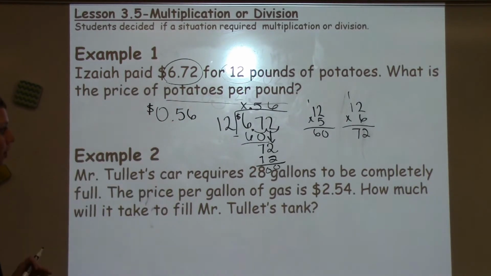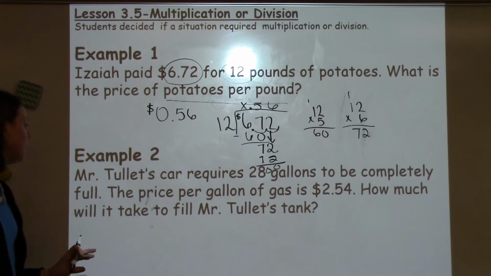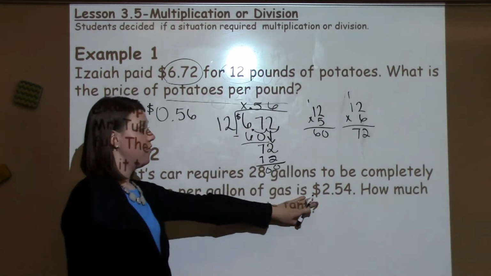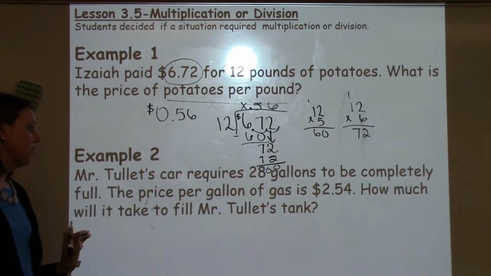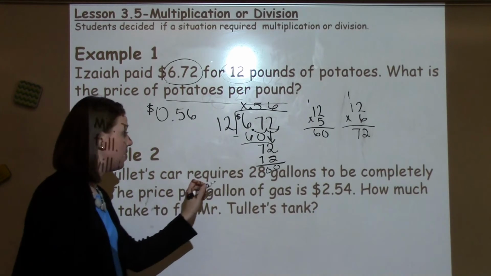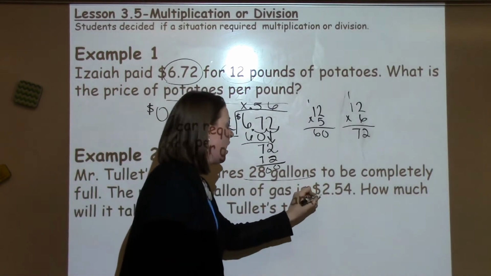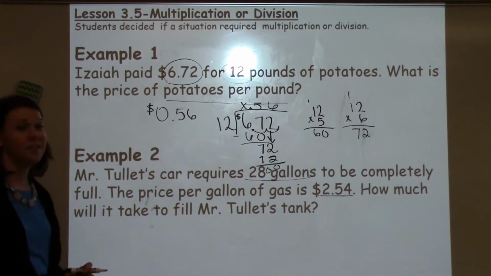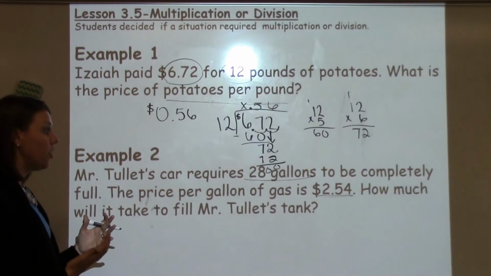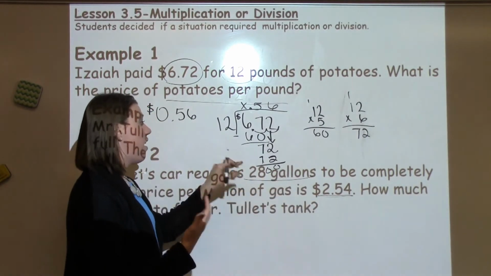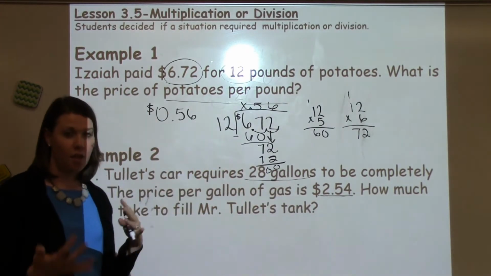Mr. Trulett's car requires 28 gallons to be completely full. The price per gallon of gas is $2.54. How much will it take to fill Mr. Trulett's tank? Okay, so I know from the problem, some of the key information that I need is I'm going to need this 28 gallons and this $2.54. And I want to figure out how much it's going to take to fill his entire tank. Well, I know just by thinking logically, okay, I've got this much, and I'm going to have 28 gallons, so my number is going to be a lot larger.